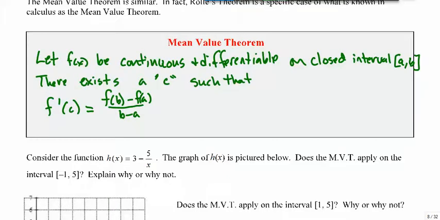All right, so here's what the mean value theorem is, and you can go ahead and pause it and write it down real quick. It says, let f of x be continuous and differentiable on a closed interval a, b. There exists a value c such that the derivative at c, so the slope at c, is equal to the average rate of change, or the slope of the secant between 2 points.